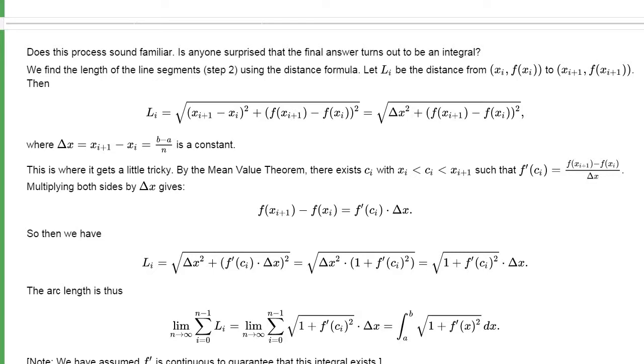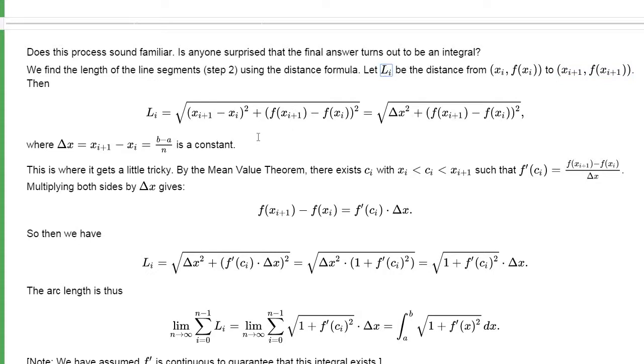So what is the distance between these two points? If I'm looking at the interval from x sub i to x sub i plus 1, it might be 0 to 1 or 3 to 4 or whatever it is, how far is the line segment that connects those two points? I'm going to call that L sub i. Well, you just use the distance formula.